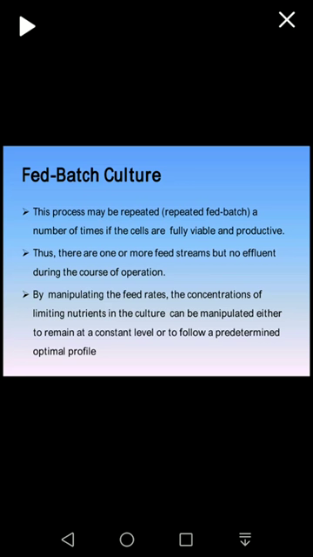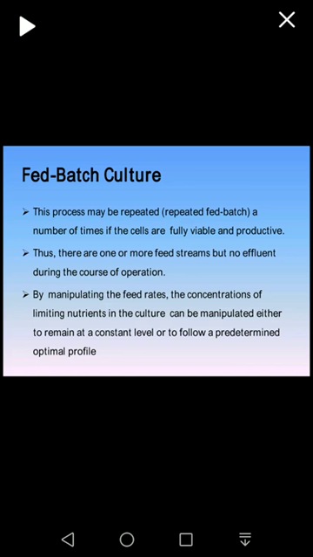a number of times if the cells are fully viable and productive. So it means that the rest of the culture which remained within the fermentation tank is being taken up for the next run of the fed batch culture. So there are one or more feed streams but no effluent during the course of operation. So it means that you are not taking out the product during the course of the technique.